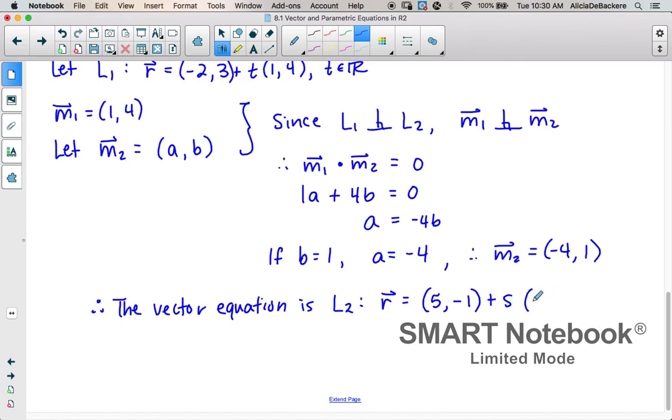And then we'll do some parameter times my direction vector. I'm not reusing the same parameter, I'm going to define a new one here. And that's it for today's lesson.